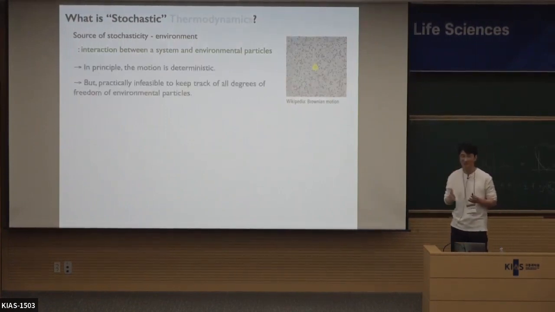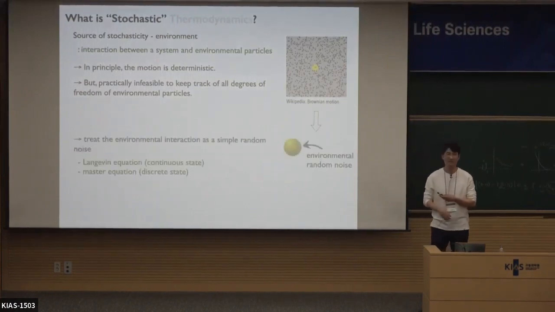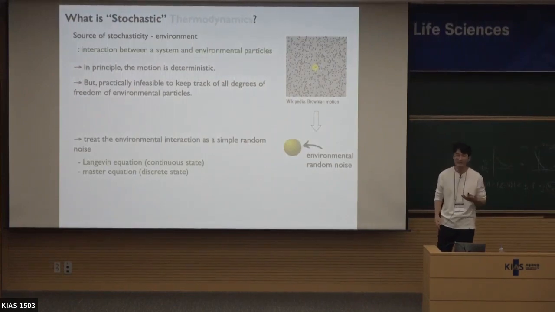In principle, even though it seems like a stochastic motion, the motion is deterministic if we know all the Hamiltonian of this system, right? However, practically speaking, it is infeasible to keep track of all the degrees of freedom of these reservoir particles because there are infinitely many particles in the reservoir. So to describe the motion of this kind of Brownian particle system, we need some phenomenological description or equation of motion.